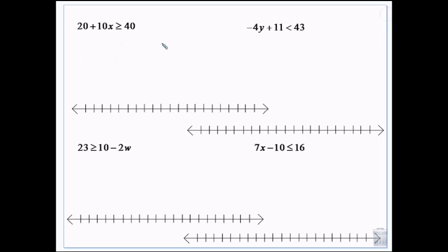Okay, so I'm going to subtract 20 first, which gives me 10x is greater than or equal to 20. Divide by 10. It was positive, so nothing's changing. X is greater than or equal to 2. That's 0, that's 2. It's greater than or equal, so I color this in and shade that way.